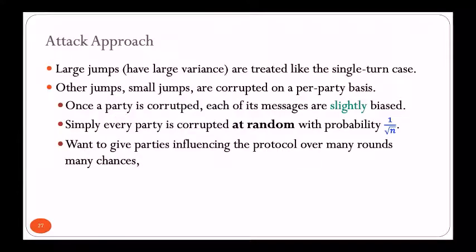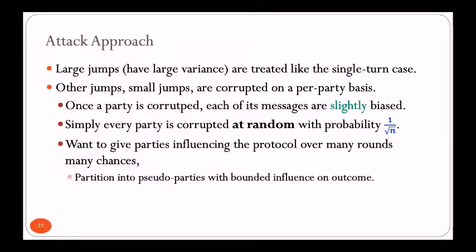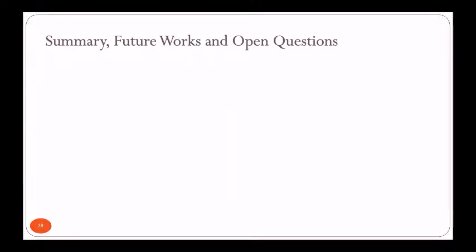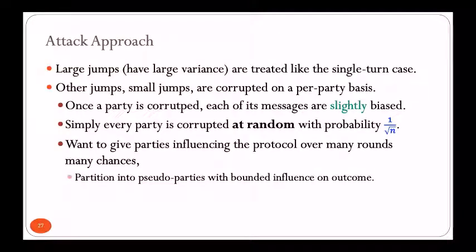Let's look at an n to the 4th majority protocol where only one party speaks. All of its jumps are small, but we have to corrupt it in order to influence the protocol. So we partition every party into small pseudo parties where every such pseudo party has only, say, variance 1 over n. That way, we give many chances to become corrupted, since now we're going to corrupt the pseudo parties. Okay, so this is exactly how we treat the many turn case.